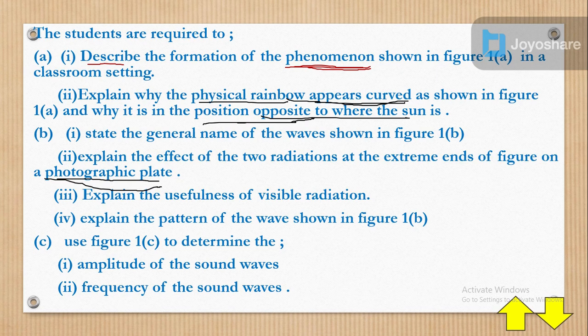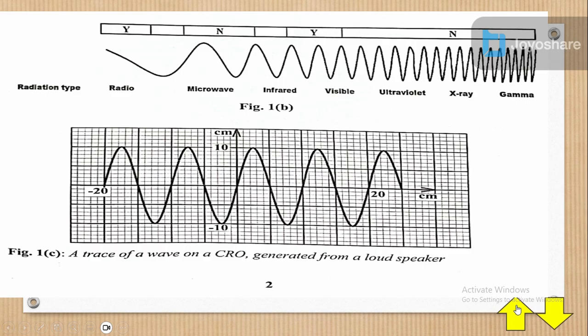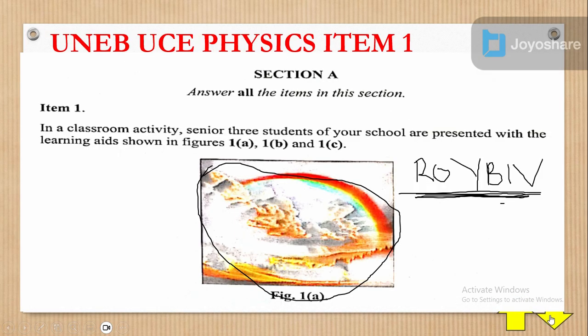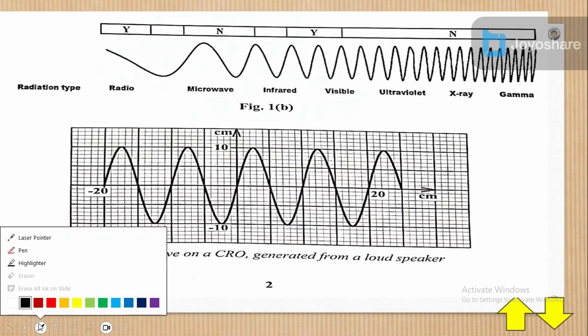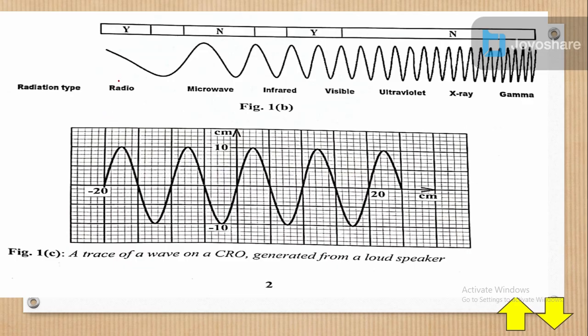But now I've said the two radiations at the extreme ends, so let's go and see from the picture which radiations those are. Okay, from the picture you see that we have this radiation at the extreme end. If I'm not mistaken, we have the radio waves and the gamma rays. Those are the ones at the extreme ends. This is one end and this is the other end. So they want us to give the effects of radio waves and gamma rays on the photographic plate. I've explained what a photographic plate is.